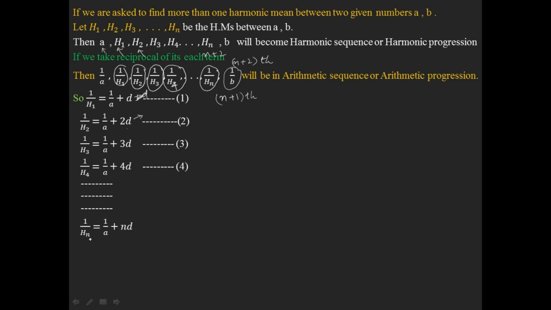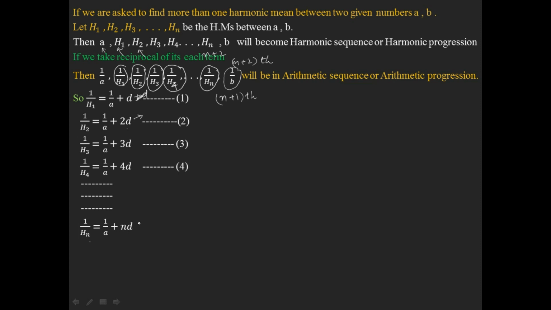So 1 over hn will be equal to 1 over a plus nd, because 1 over h1 is 1 over a plus d, with 1 d there. In 1 over h2, 2 d's are there. In 1 over h3, 3 d's are there. In 1 over h4, 4 d's are there. So in 1 over hn, n d's are there: 1 over a plus nd.